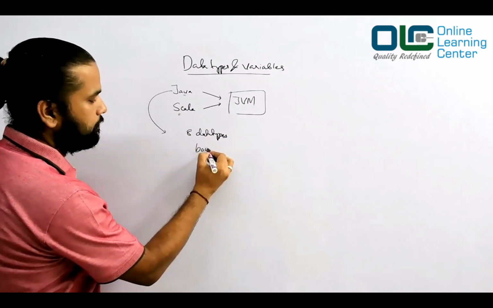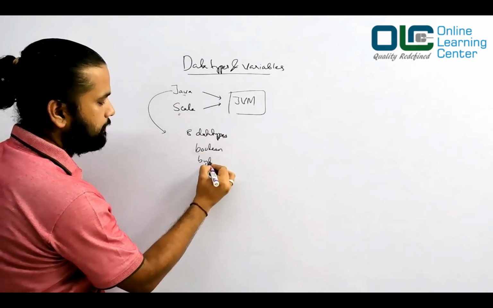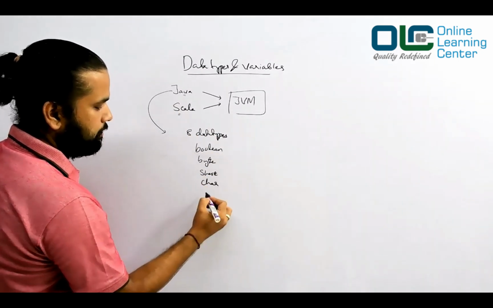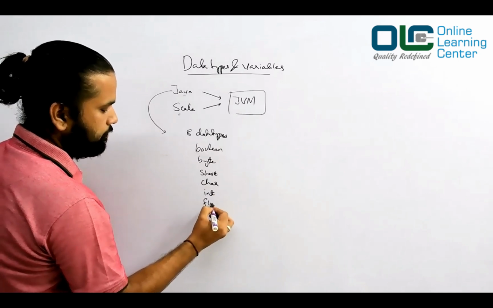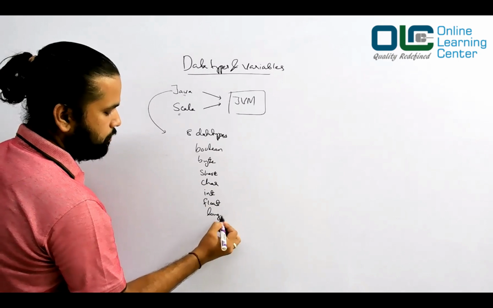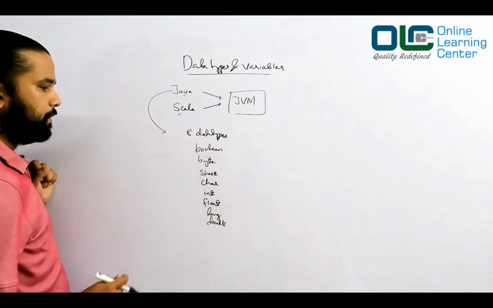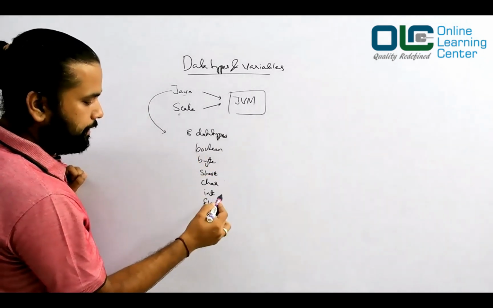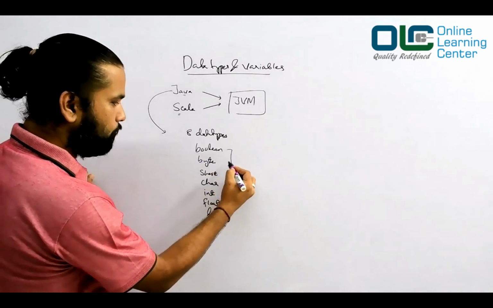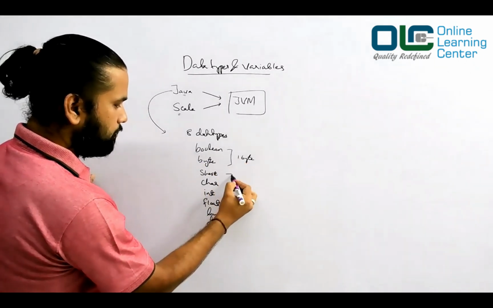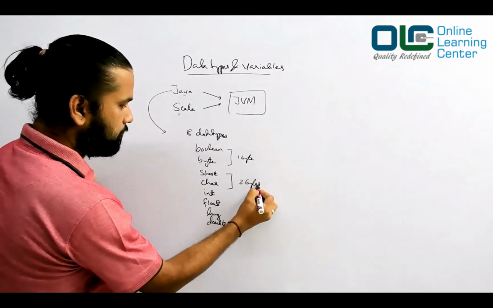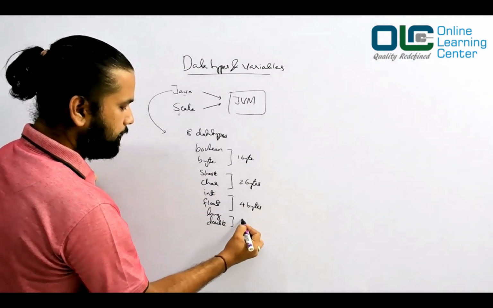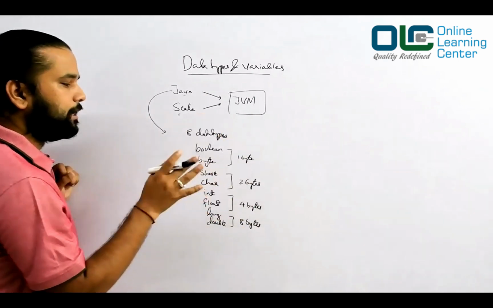Boolean, byte, short, char, integer, float, long, double. So there are 8 data types in Java: boolean, byte, short, char, int, float, long, double, and the sizes are 1 byte, 2 bytes, 4 bytes, 8 bytes. That's how they are basically designed.